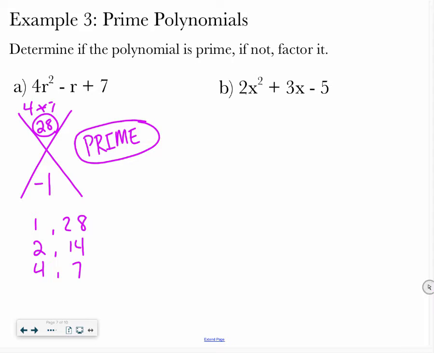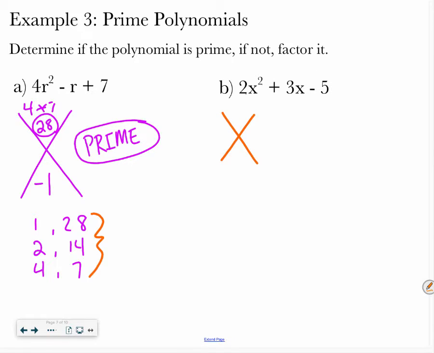Okay? So that's how you tell if a polynomial is prime. If you can't find two numbers, or if two numbers don't exist that multiply to the number and add up, it is prime. Okay? Let's try another one. We look at part B. We have 2x squared plus 3x minus 5. I have 2, 3, and 5. Nothing in common there. So what I'm going to do, make my x.